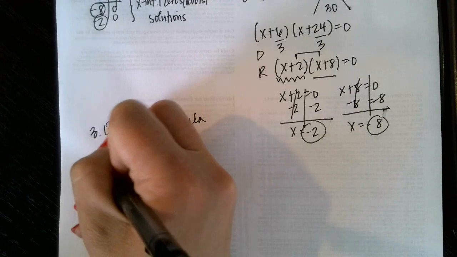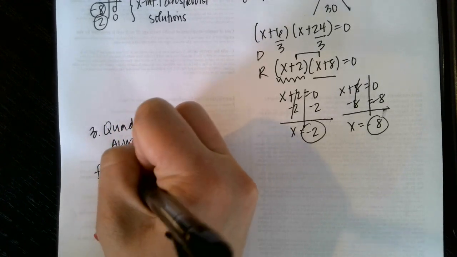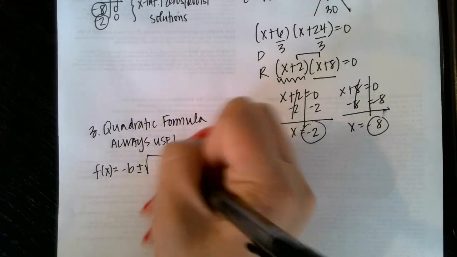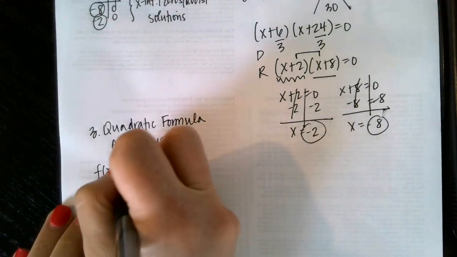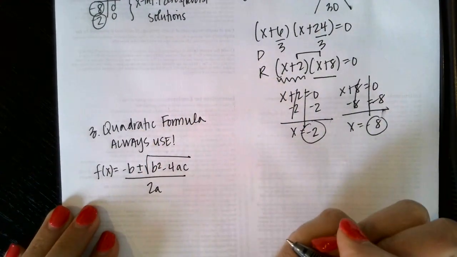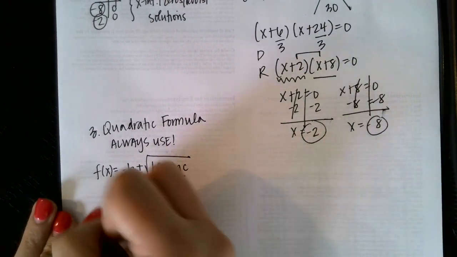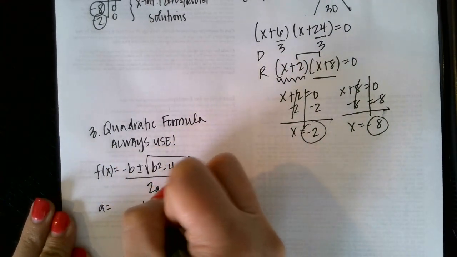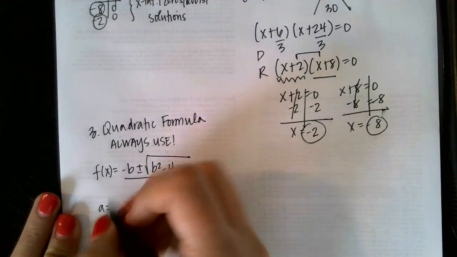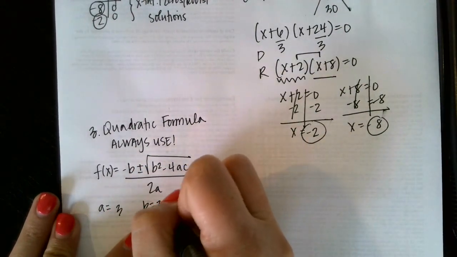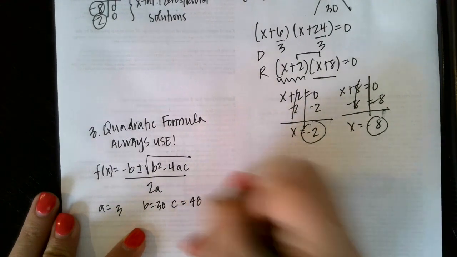So the quadratic formula is x equals negative b plus or minus the square root of b squared minus 4ac, and all of that is over 2a. So go ahead and set up your a equals, your b equals, and your c equals from your original equation. So a is 3, b is 30, and c was 48.